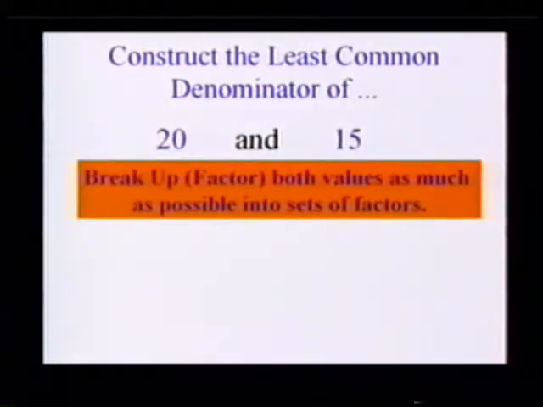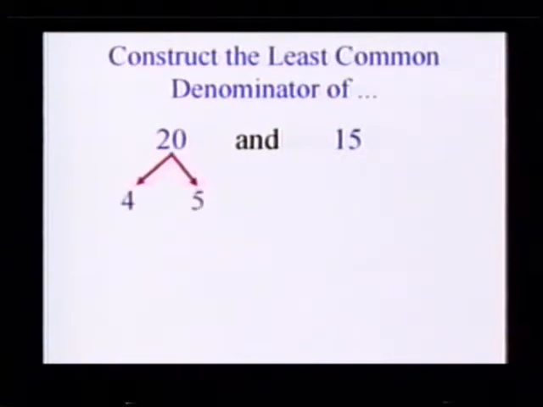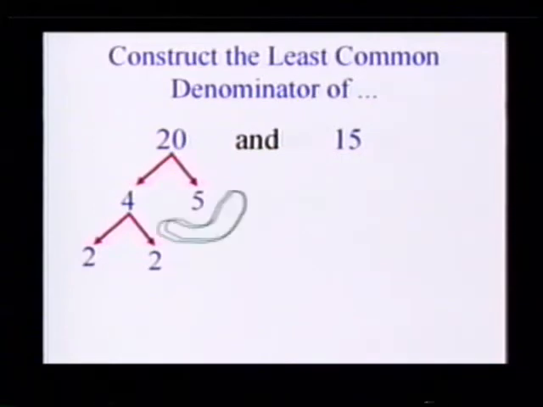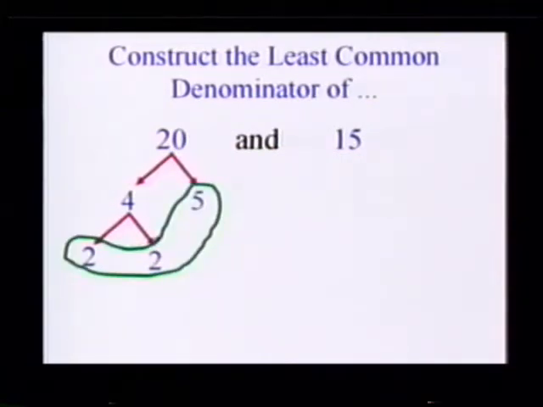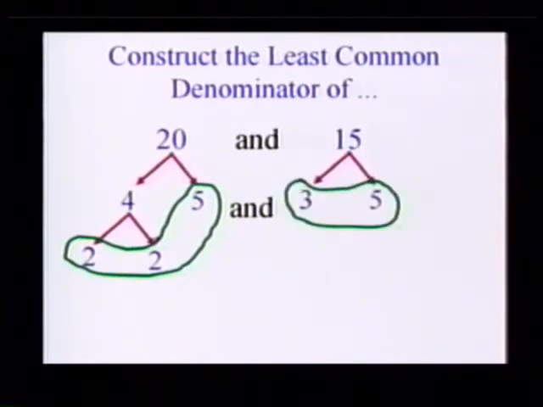Now look at here. Let's do one. The LCD, or least common denominator, of 20 and 15. Well, let's take 20, break it up as far as it'll go. Let's see, pick 4 and 5. And, oh, not as far as it'll go. 4 can get farther. Break it into 2 and 2. Now that's into primes. That's as far as it goes. Now 15, let's break it up. 3 and 5. That's as far as it'll go. Now we had broken both into the product of their primes, their prime factorizations.